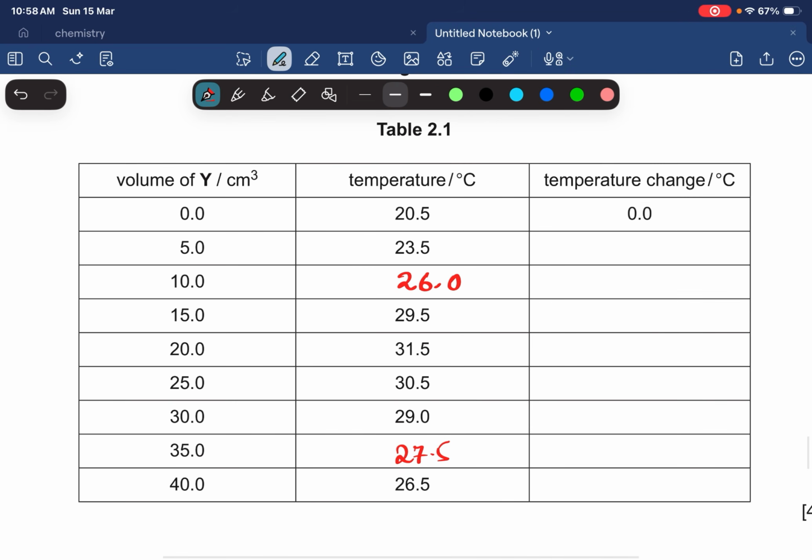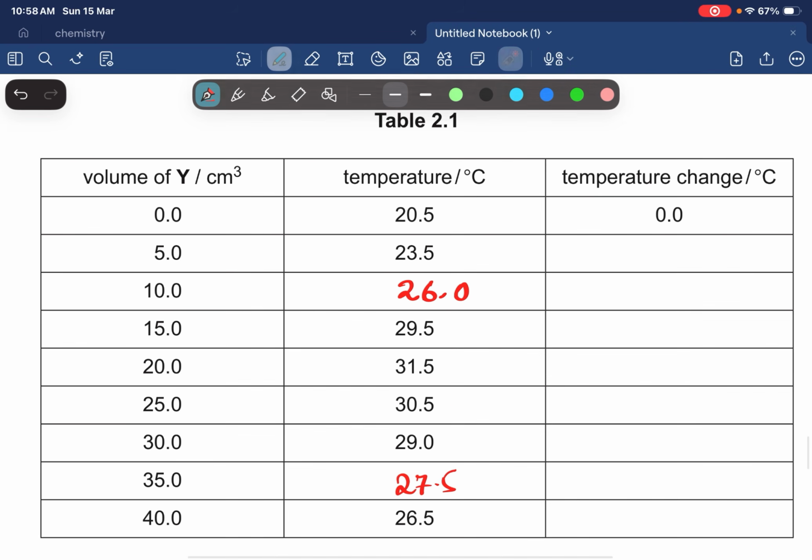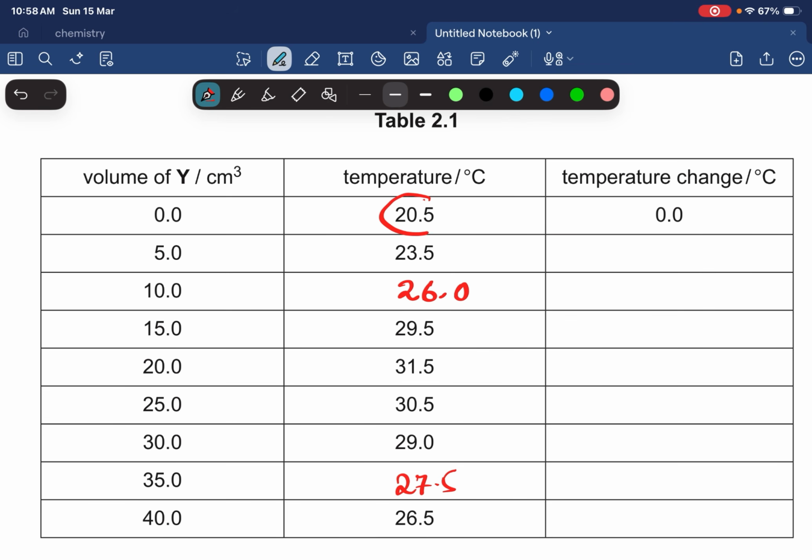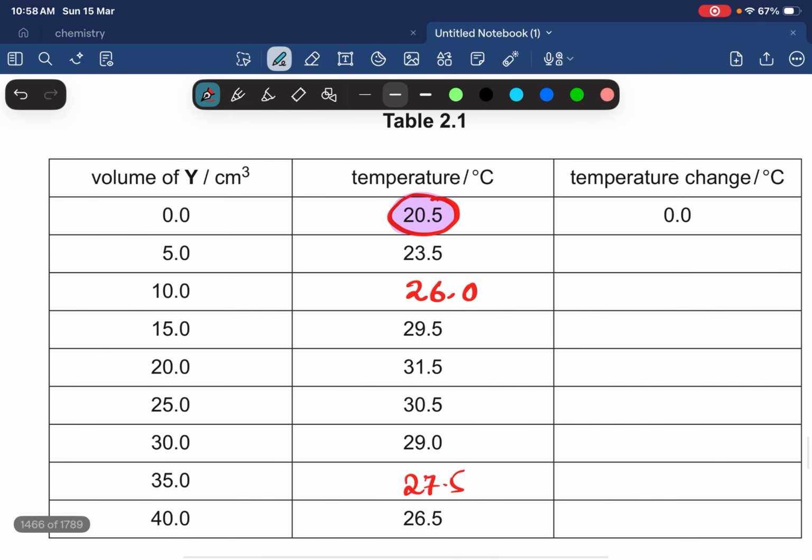Volume of Y. Now please don't try to subtract from this one. You don't have to do anything like that. Your initial temperature, you know it, is 20.5. When you put the thermometer for the first time into your plastic cup, the temperature is coming out to be 20.5. Okay, so now this is your initial temperature. Now you have to subtract all your temperatures for the temperature change from your initial temperature.